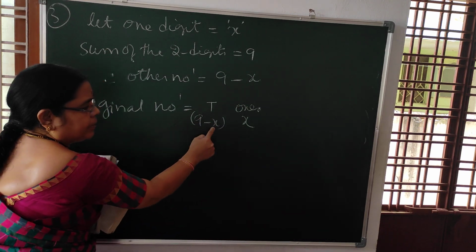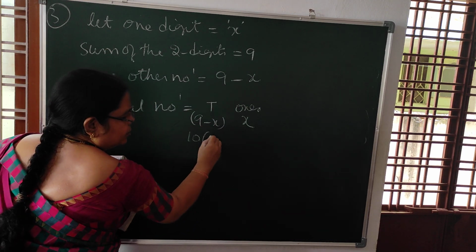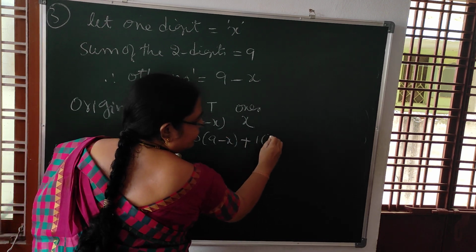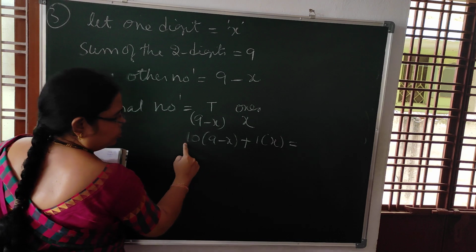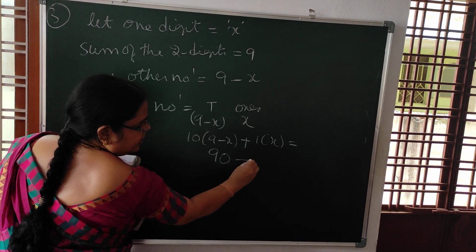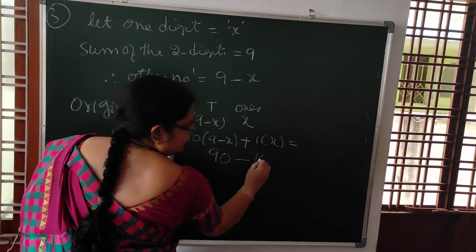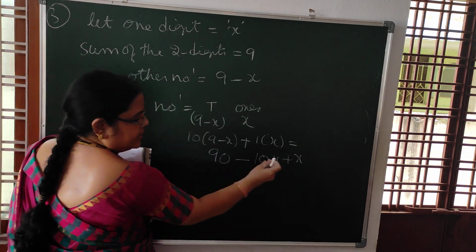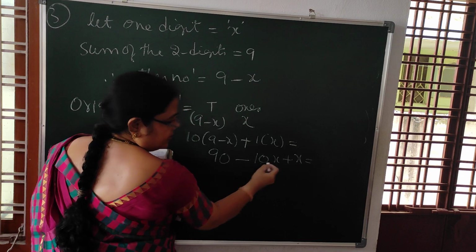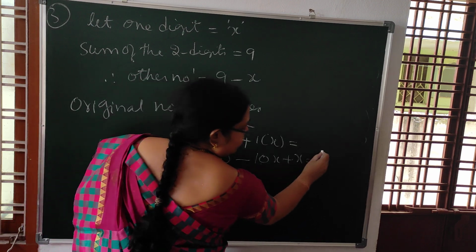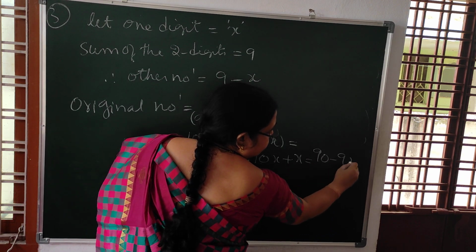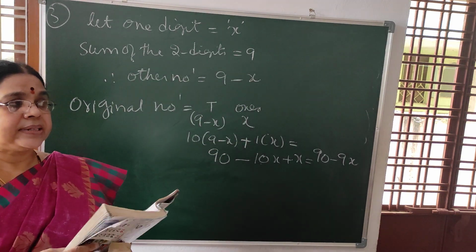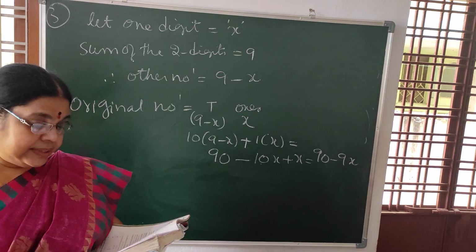Tens place must be multiplied by 10, so 10 into 9 minus x, plus ones place multiplied by 1. This is equal to 10 nines are 90, minus 10 into x is 10x, plus x. So this can be simplified: 90 minus 10x plus x, so this becomes minus 9x. So 90 minus 9x. What is the original number? 90 minus 9x. Now you have to interchange the digits.